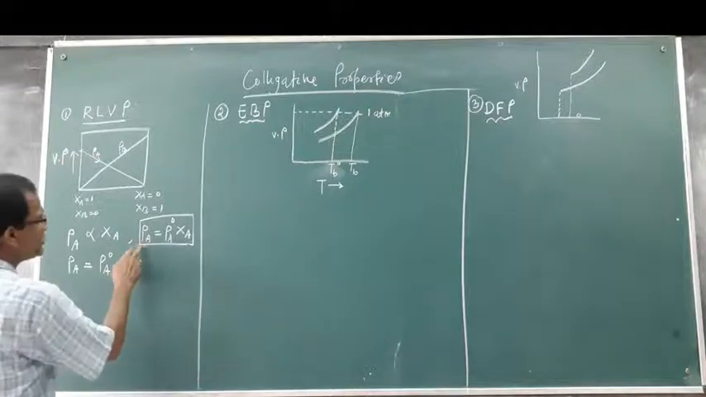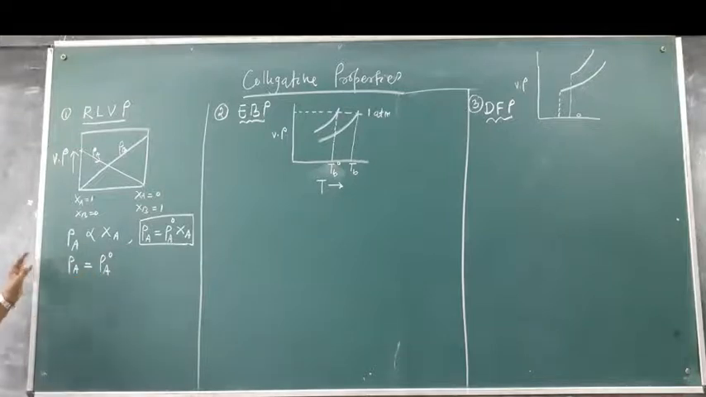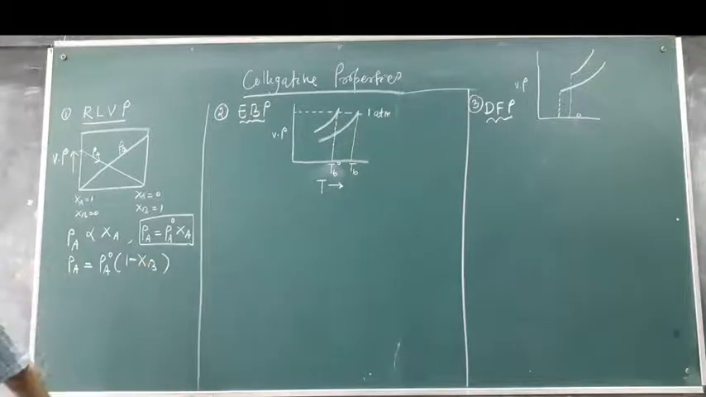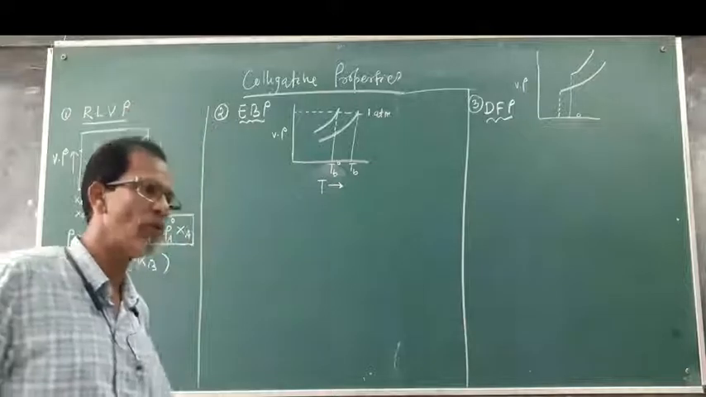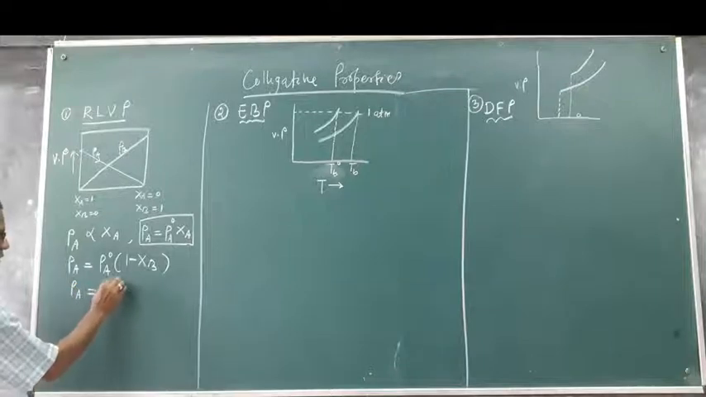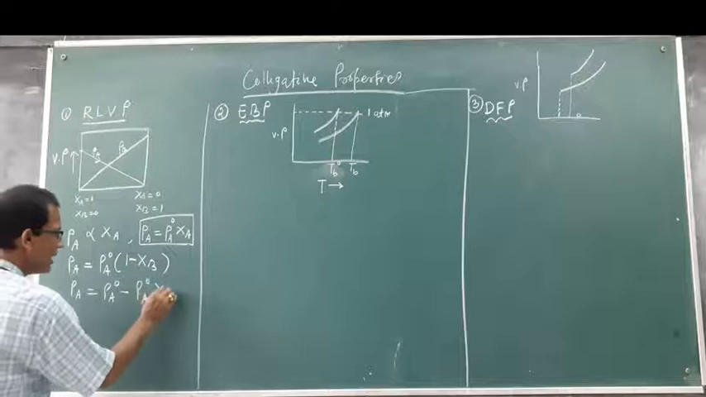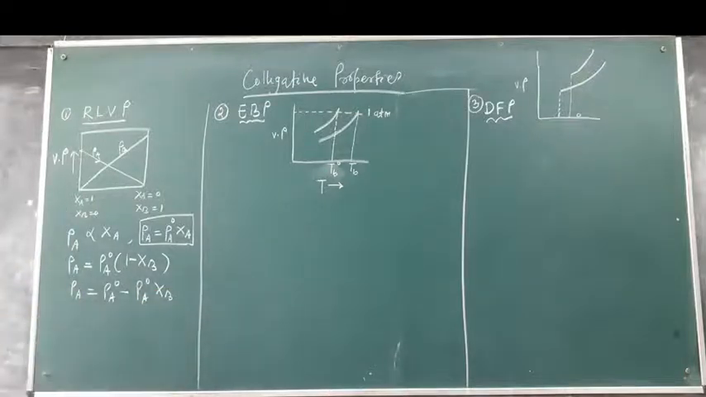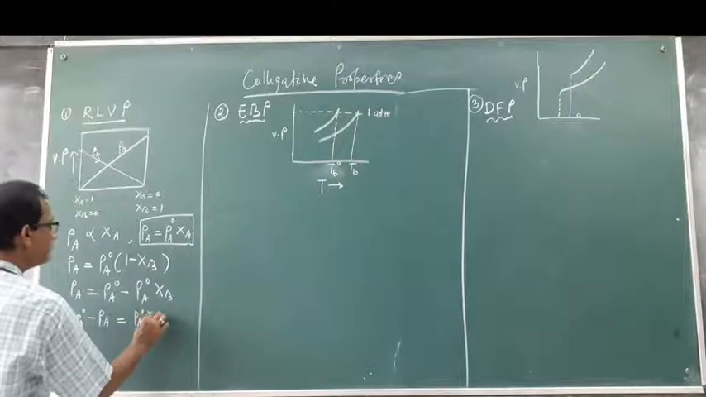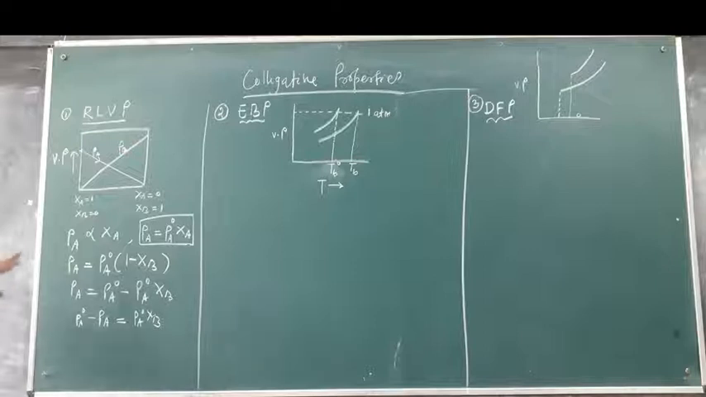So from Raoult's law, we know PA is equal to PA naught ZA. ZA can be written as 1 minus ZB, because ZA plus ZB is equal to 1. The total mole fraction is always 1. Now, PA is equal to PA naught minus PA naught ZB. If you arrange this, PA naught minus PA is equal to PA naught ZB. Now, if you arrange this one, PA naught minus PA is equal to del P.